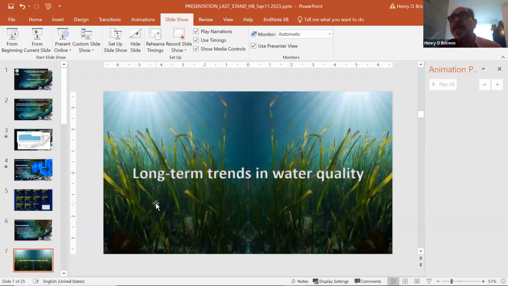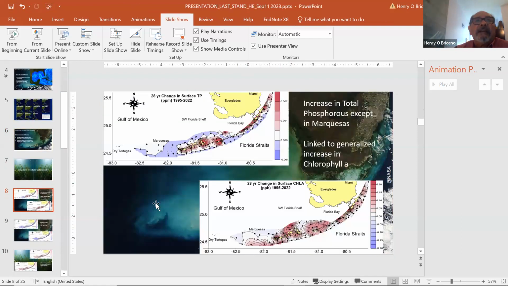Okay, what are the long-term trends? I'm going to give you a summary of what happened in the last 28 years. Phosphorus has been increasing along the Keys themselves, the islands, you see, and that increase seems to be related to an increase also in chlorophyll. That means that the algae is growing for sure. It's growing much more because we have more phosphorus, more nutrients for them, and that phosphorus comes from the cities themselves, and urban development.